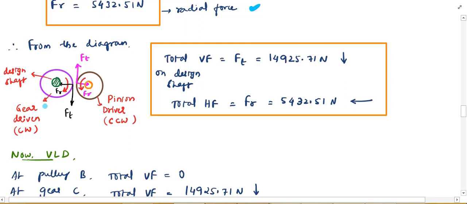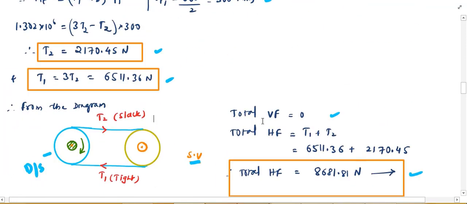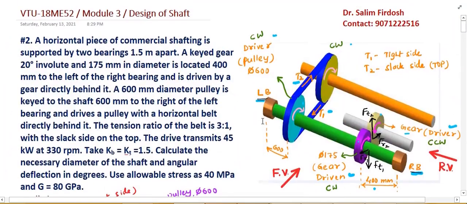So here, on the left is your driven gear, which is on the shaft to be designed. On the right you have the pinion or the driver. The driver pinion's direction is counterclockwise. How did I get this counterclockwise direction? So let us come to the diagram.